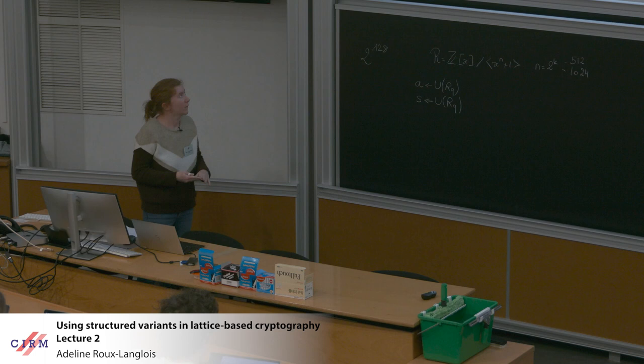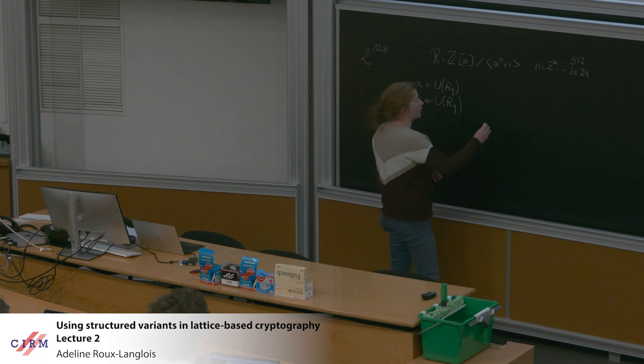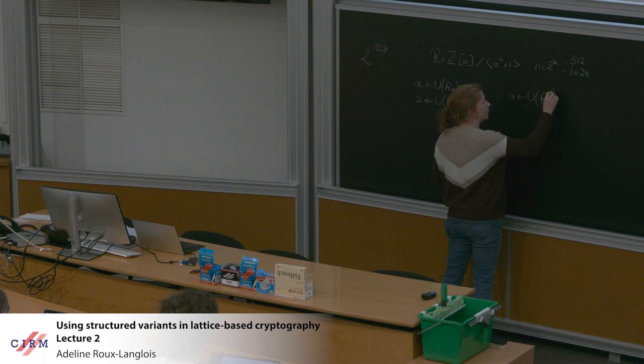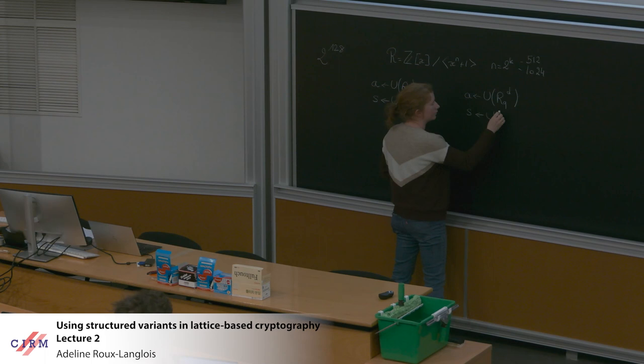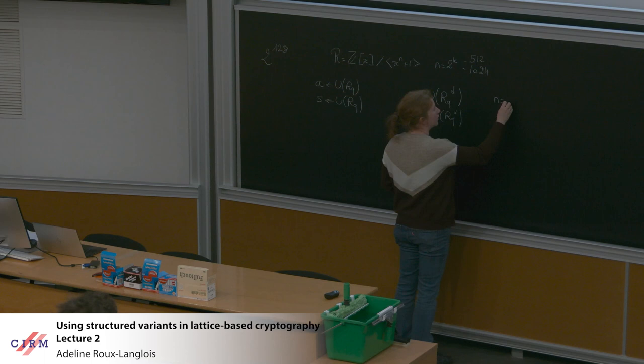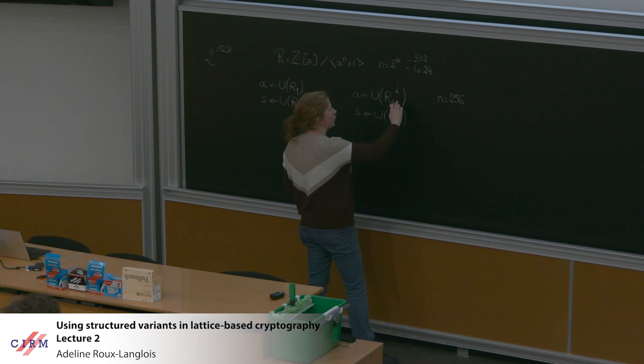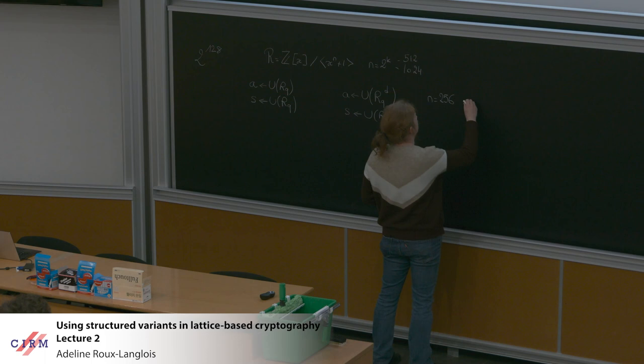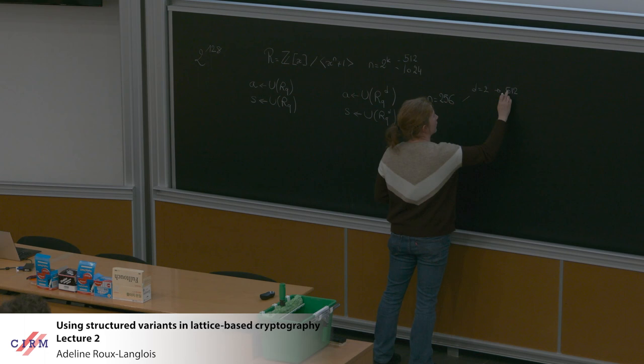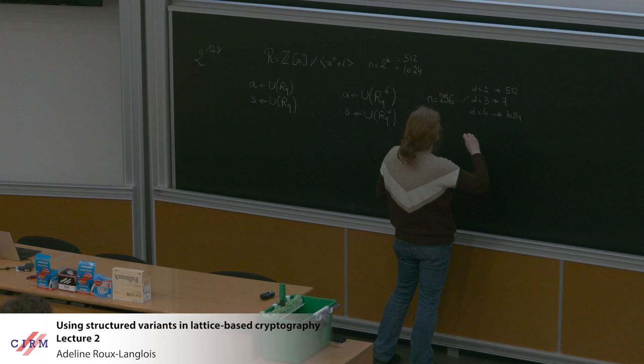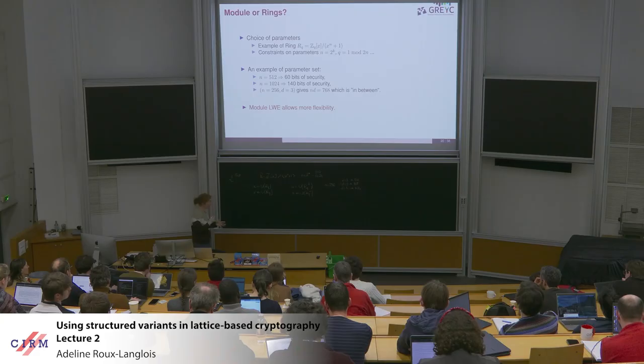So modules allow you to do a compromise, because you have A which will be uniform in R_q to the d, where d is your rank, same for S. So now you can consider a smaller n, a smaller dimension for your ring, and choose d to set your global dimension. If d equals 2, I come back to 512. If d equals 4, I come back to 1024. But if d equals 3, I have 768. So something in between, which will be maybe better for the security that I need.